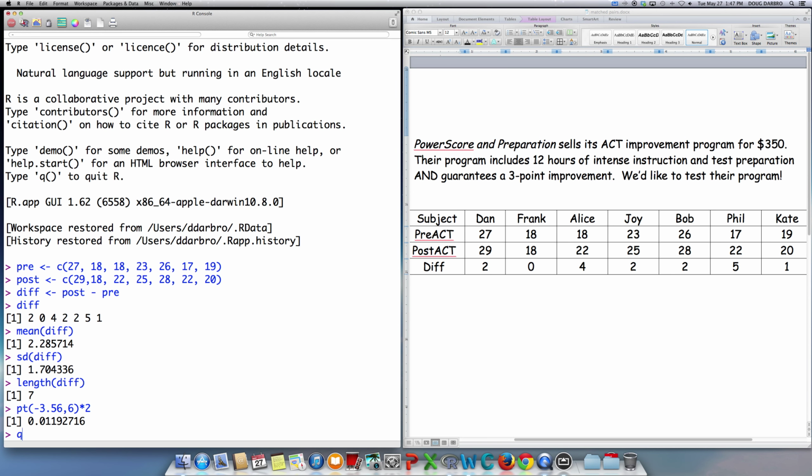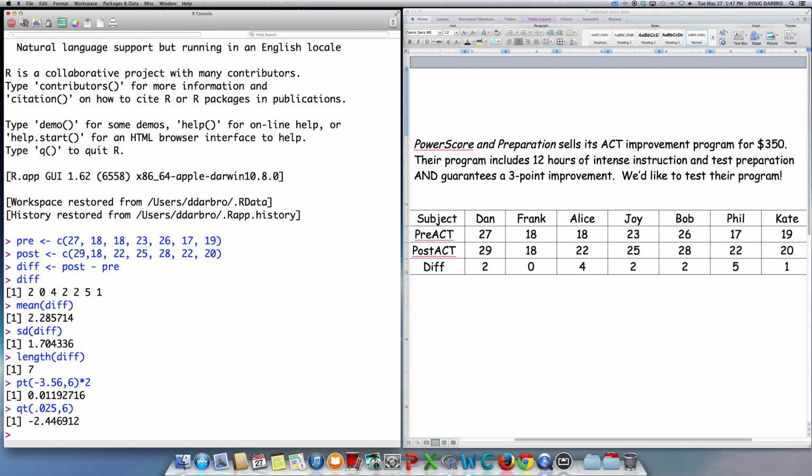So what I'm going to use is QT 0.025, comma 6 to find the left t-critical. So that's negative 2.447. I'm going to write some stuff down so we've got it when we go back over. And of course the positive is going to be if we would put in QT 0.975, comma 6. So the middle 95% of our sampling distribution defines our 95% confidence interval.